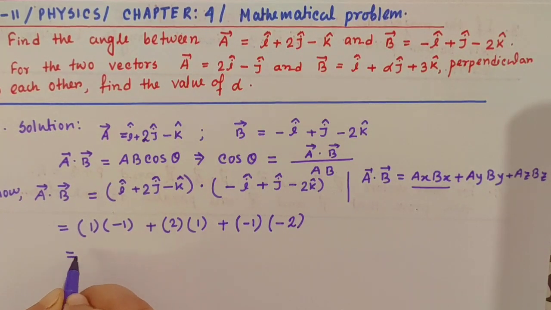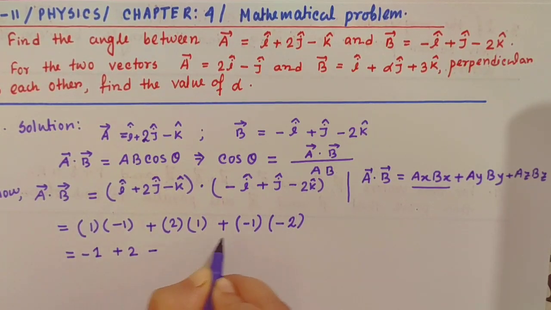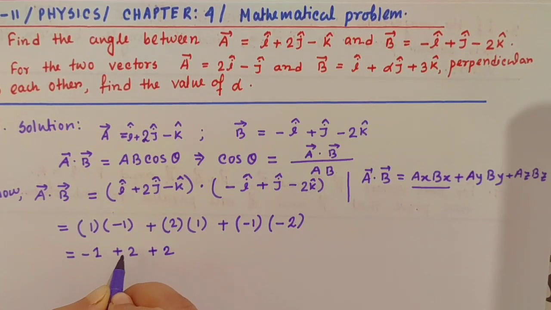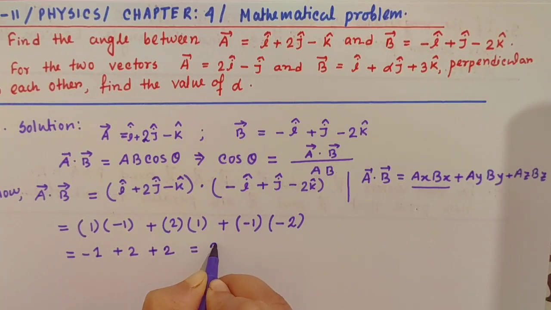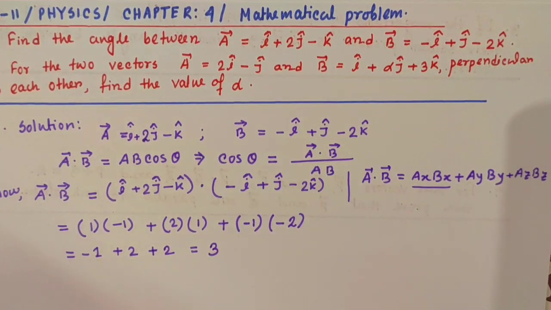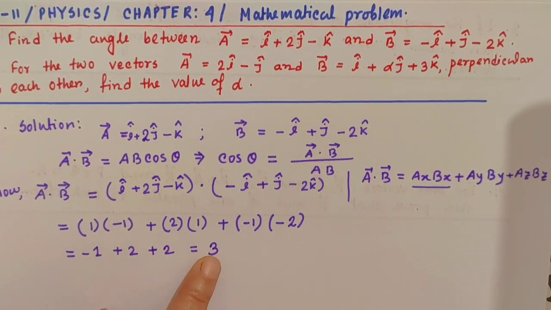So if we solve this, minus 1 plus 2, and minus times minus is plus 2. So plus 2 plus 2 is 4. 4 minus 1 is equal to 3. Okay, so A dot B is equal to 3.